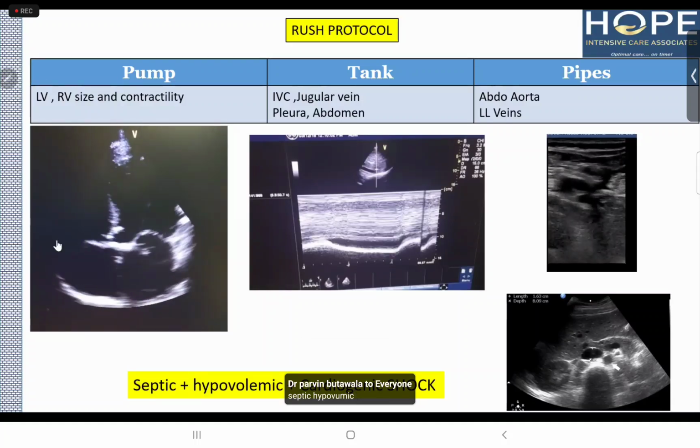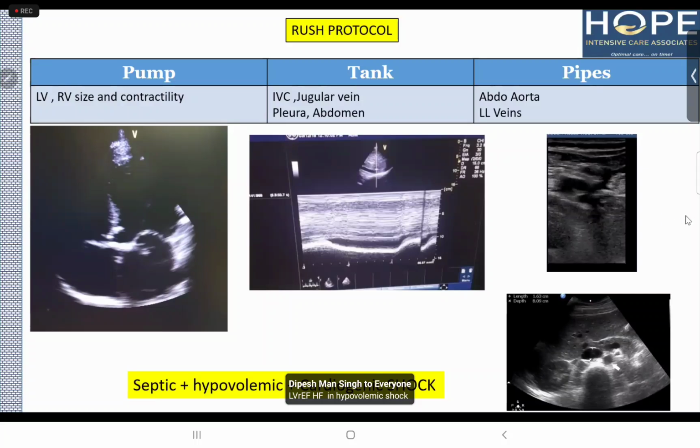You should always suspect, when a patient has background heart disease, any new event is very likely to decompensate the heart disease. So this is septic plus hypovolemic. Why septic? Patient is febrile. Why hypovolemic? The IVC is totally collapsing despite a very poor LV. And why cardiogenic? Because it's global hypokinesia. And this patient is in shock. So all the three components are present.